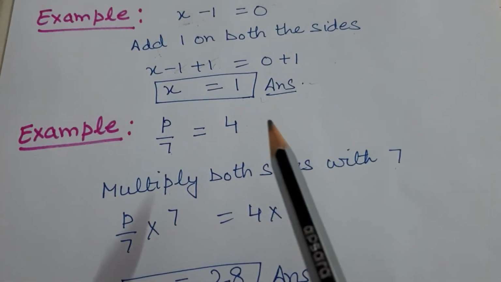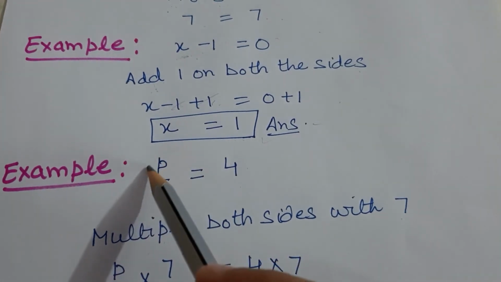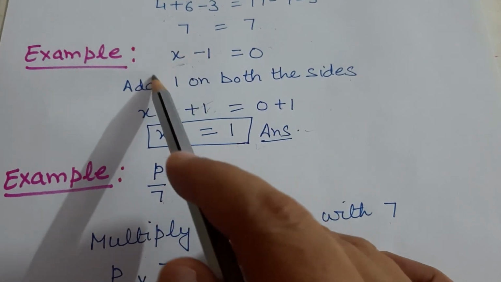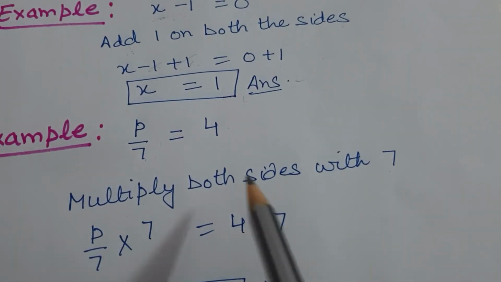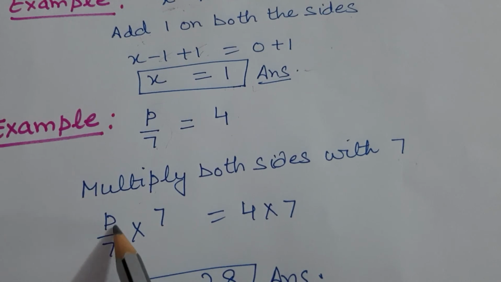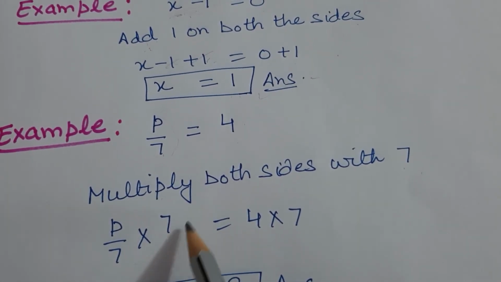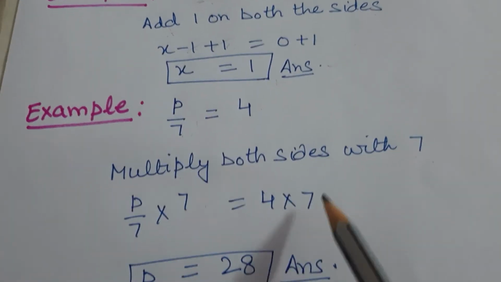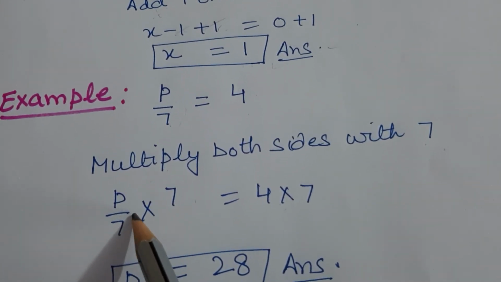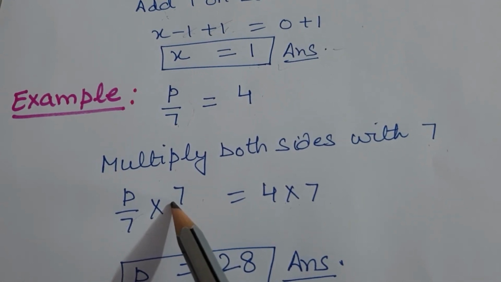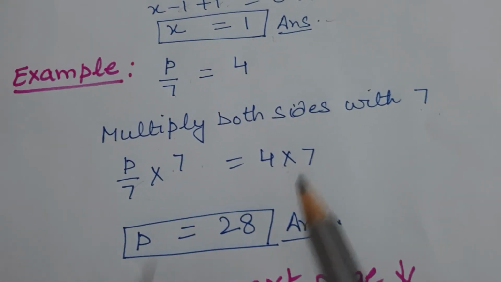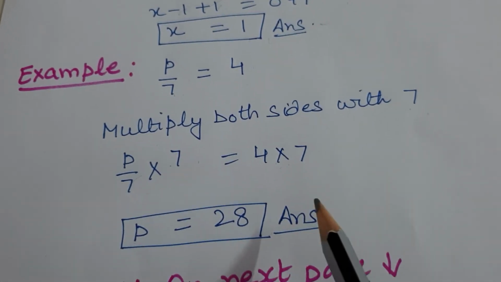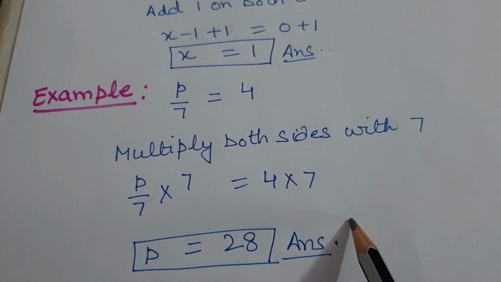Our main focus should be on this part, what is written with the variable. So multiply both sides by 7. So p over 7 multiplied by 7, and similarly on the right hand side 4 into 7. What are we getting after solving? This 7 will be cancelled with 7. Then 4 sevens are 28. So p is equal to 28. In this way we have found the value of p.